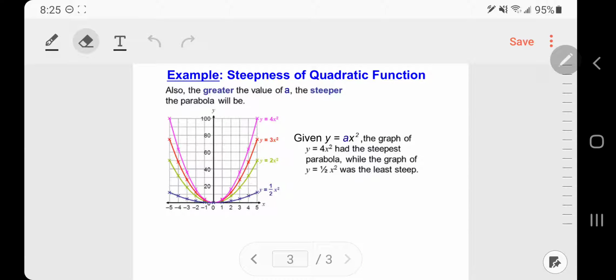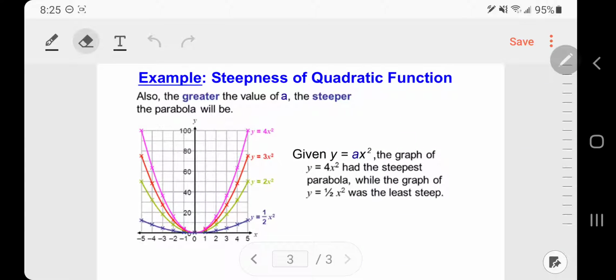All right, and again, looking at the steepness of the quadratic functions, we know that if our leading coefficient a is greater than 1, so in this case we have a 4, a 3, a 2, all numbers that are greater than 1, you can see that those parabolas, the pink one, the red one, and it looks like a green one, those three are the steeper of the parabolas, as opposed to down here where we can see our 1/2 x squared, 1/2 being the a in that case, and we can see how wide that parabola is.